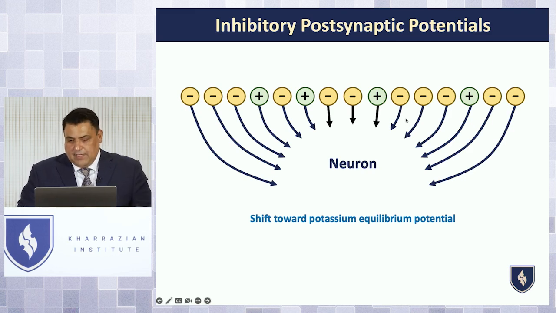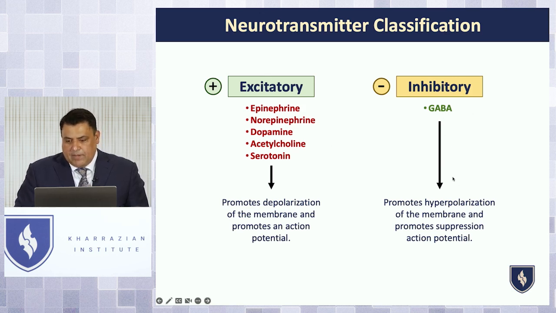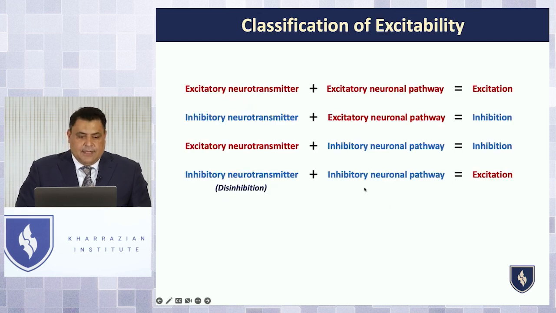based on how the limbic system is functioning. Now when you look at excitatory versus inhibitory neurotransmitters, epinephrine, norepinephrine, dopamine, acetylcholine, serotonin, these all promote depolarization. They're called excitatory. The main inhibitory neurotransmitter we have is GABA. Okay? Now here's an important concept. An excitatory neurotransmitter plus an excitatory neuronal pathway equals excitation, it activates. An inhibitory neurotransmitter of an excitatory pathway equals inhibition, it calms down. An excitatory neurotransmitter of an inhibitory sensory pathway causes inhibition, things calm down. An inhibitory neurotransmitter of an inhibitory pathway causes excitation.